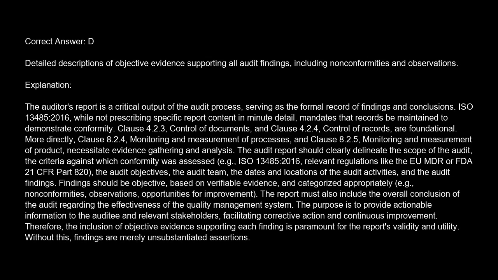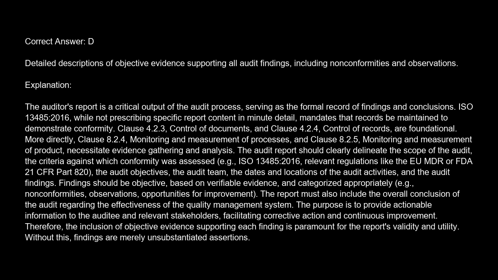Correct answer is D. Detailed descriptions of objective evidence supporting all audit findings, including nonconformities and observations. Explanation. The auditor's report is a critical output of the audit process, serving as the formal record of findings and conclusions. ISO 13485:2016, while not prescribing specific report content in minute detail, mandates that records be maintained to demonstrate conformity. Clause 4.2.3 Control of documents and Clause 4.2.4 Control of records are foundational.